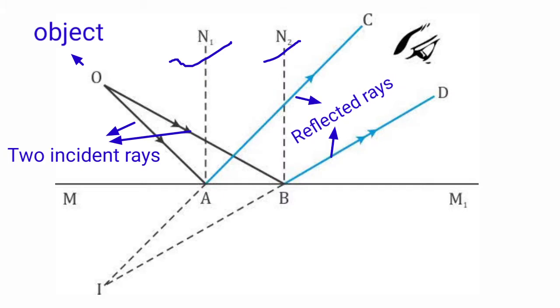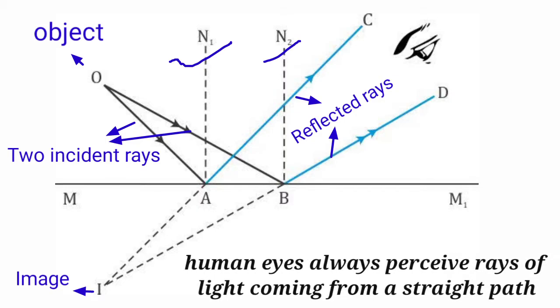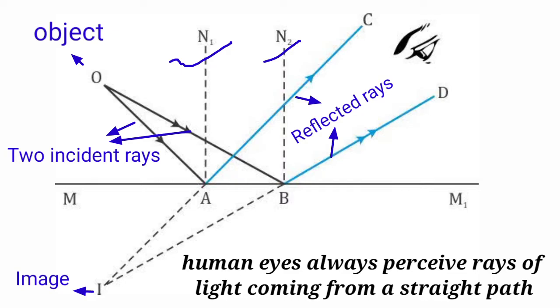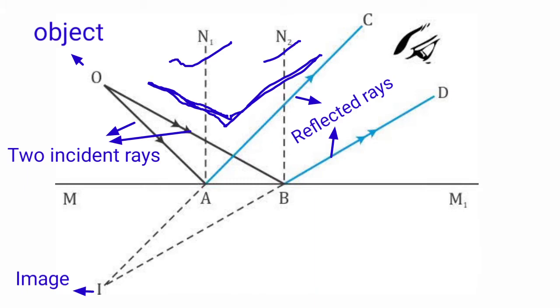When you produce these reflected rays in the backward direction, both rays intersect each other at point I, and this point I is the image of your object O. Children, the human eye always perceives rays of light as coming from a straight path. For the human eye, it is not possible to know that these rays are coming from O. See, this is V-shaped, so it is not possible for our eyes to understand this kind of ray information.